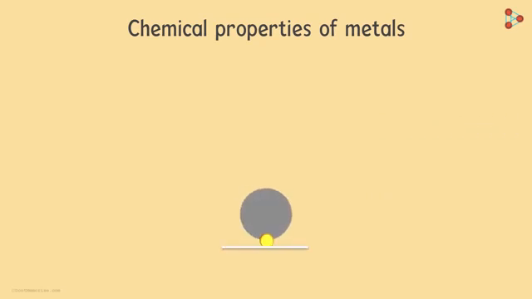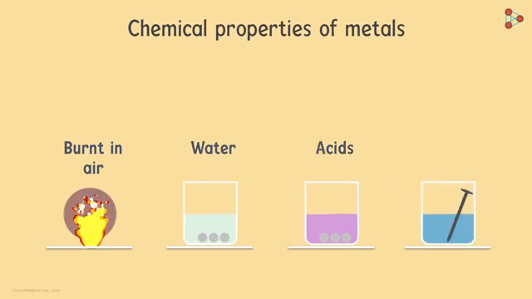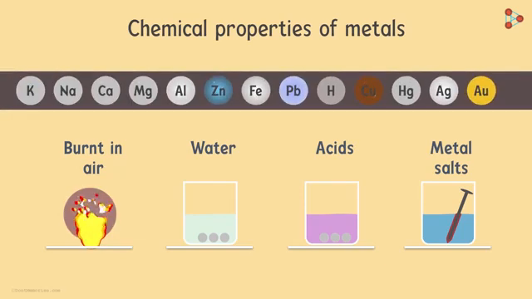We will see what happens when metals are burnt in air, when metals react with water, when metals react with acids, and lastly, when metals react with solutions of other metal salts. Now in all these four categories, there's just one simple thing we will do. We will look at how reactive the metals are.